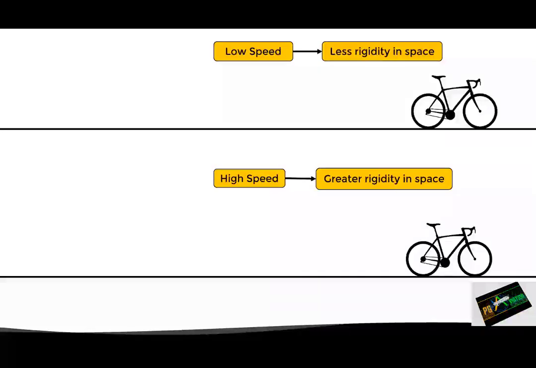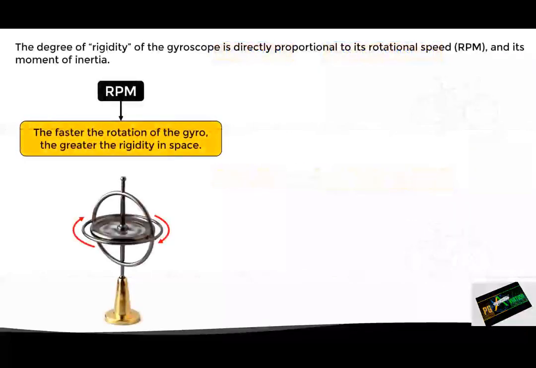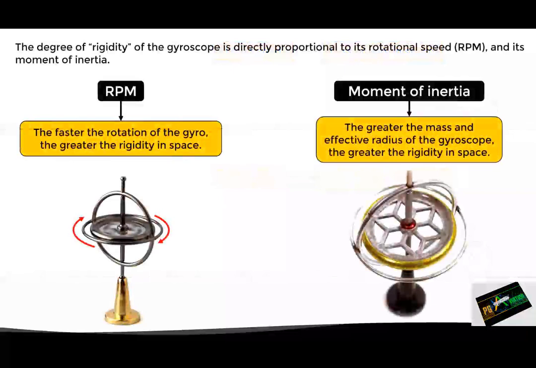Now, the other factor that affects the rigidity in space is the moment of inertia. Basically, this means that the greater the mass and effective radius of the rotor, the greater the rigidity in space and vice versa. As we can see in this example, the mass of the rotor is concentrated in the outer part. Because if we want to obtain the highest moment of inertia, the mass should be located as far away from the axis of rotation as possible. In other words, the larger and heavier the gyro rotor is, the more rigidity in space it will have.